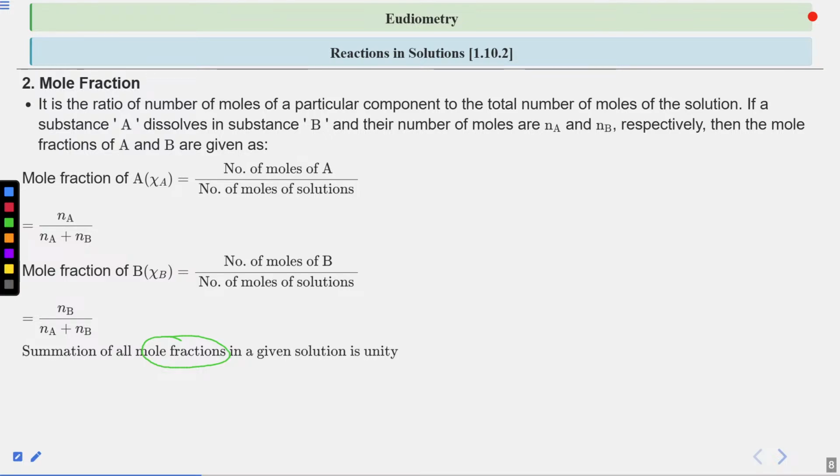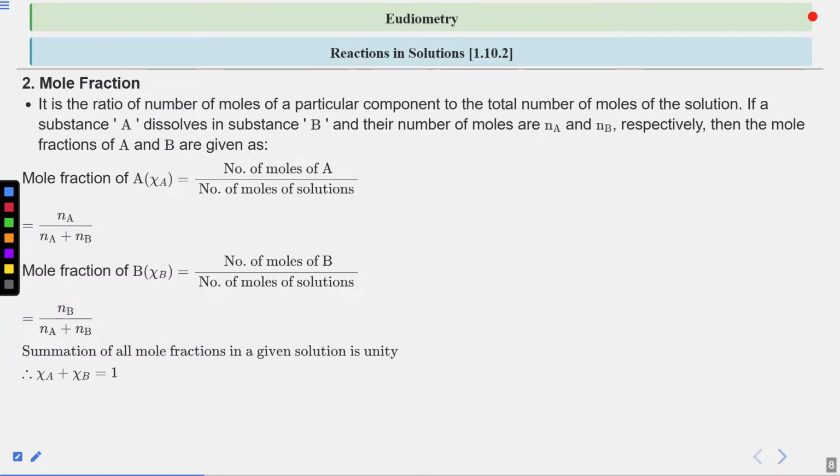So chi A is this thing. This is your chi A. It is your mole fraction of A. It is just a notation, just a way to write this thing. So if you are trying to write the mole fraction of A, you can drop this whole phrase and simply write chi A instead of that.